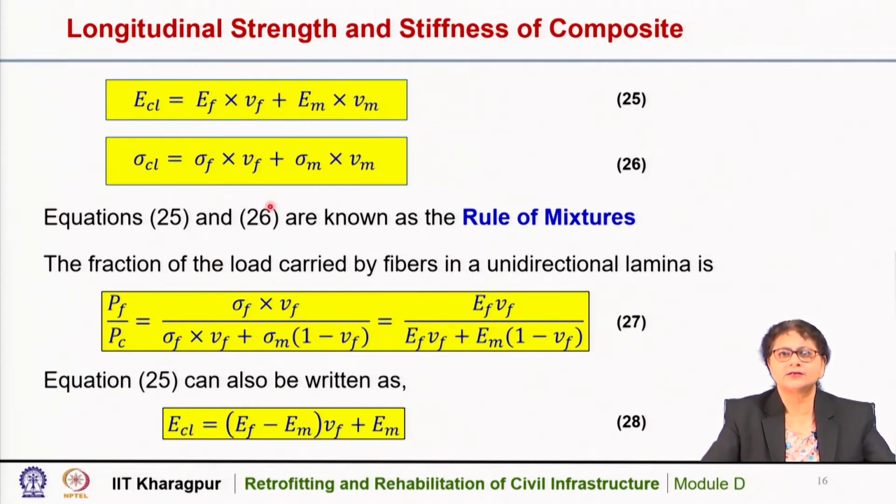This is known as rule of mixture. So, if we know the volume fraction of the individual components, that is Vf or Vm, and the properties like say Ef or Em, or here it is sigma f or sigma m, we can find out the properties of the composite, and this is the rule of mixture.